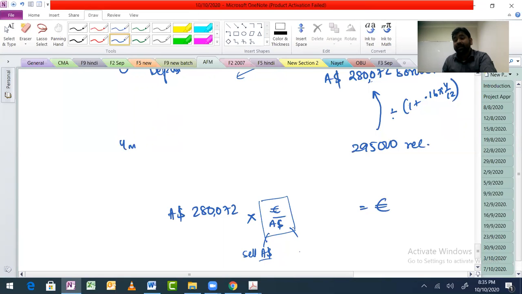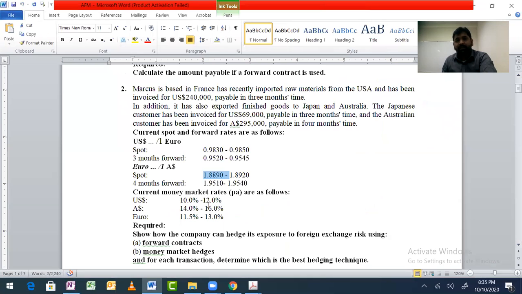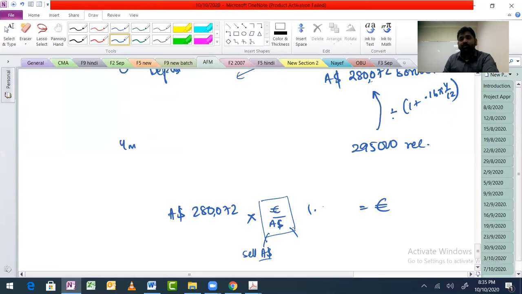Sell means what is the bad rate? The lower one, right? So here I will get the lower one, 1.8890. And do the math. Are you getting 529056? This is what is given. So are you getting this number? Yeah, somewhere around that. I'm just using the calculator, but it's okay. 529123 which I get. Oh, no problem.